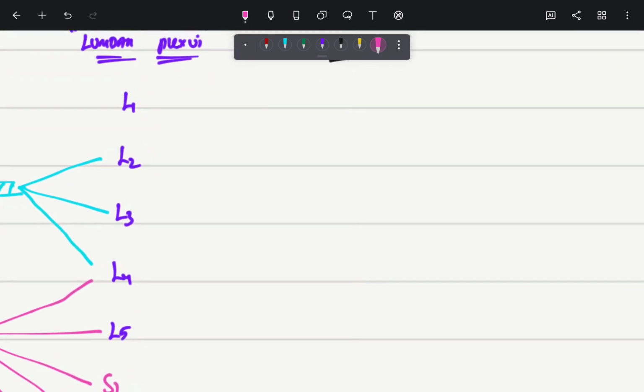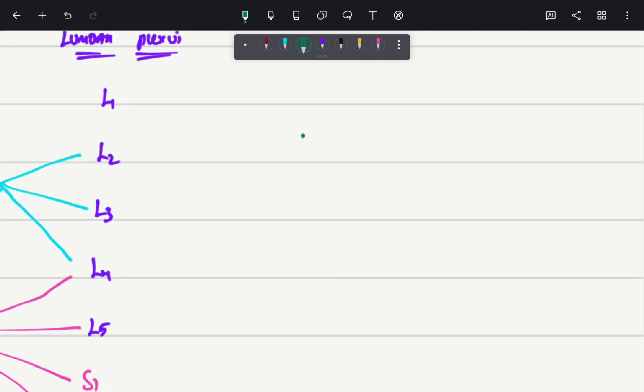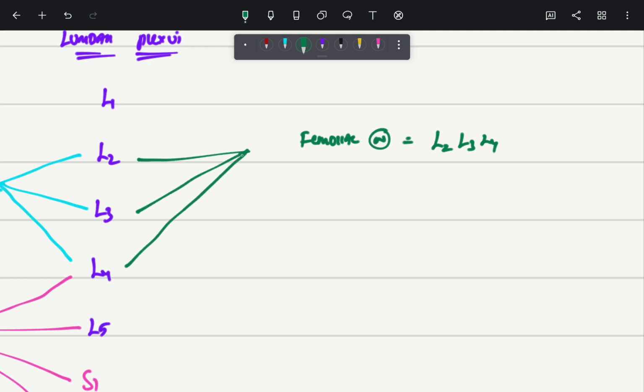From the posterior division, we have mainly two branches. One is your femoral nerve, which is derived from L2, L3 and L4. So as you can see here, L2, L3 and L4 will fuse together and form the femoral nerve.